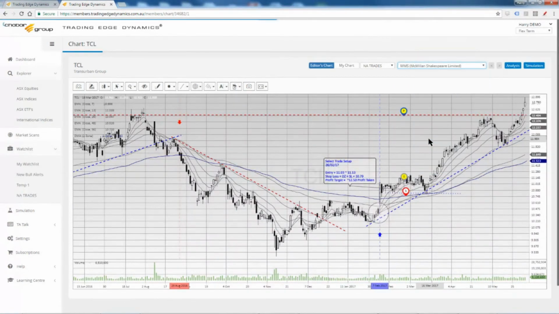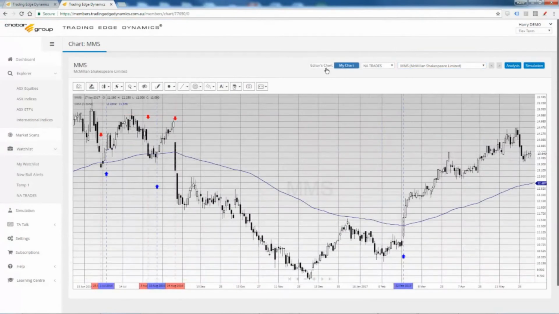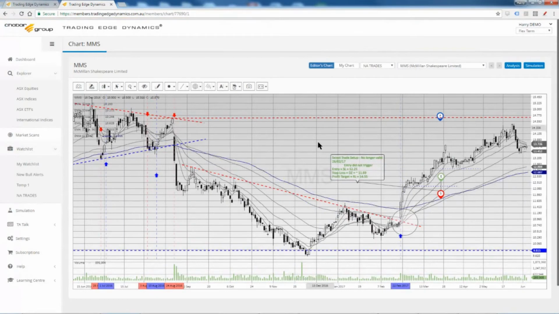Macmillan Shakespeare. We look at the editor's charts again, and again they provide us with additional information. Here we had a downtrend. We broke through the upside. We had a signal of the bullish trend. We took it a little bit late. We formed a support. It normally retraces back.